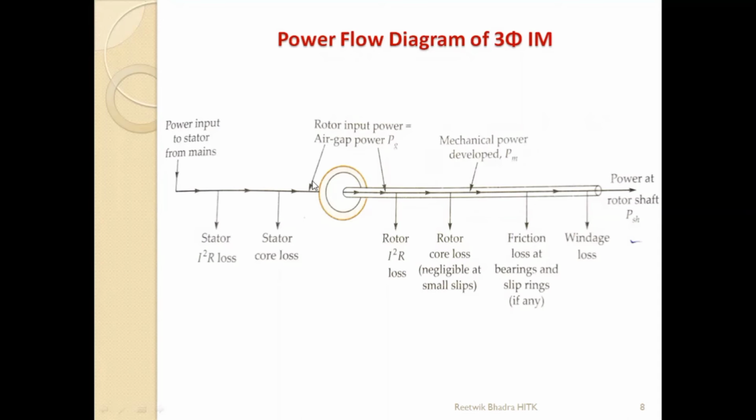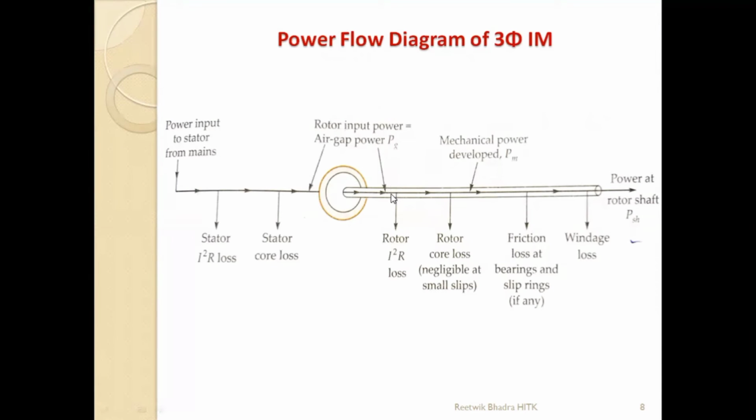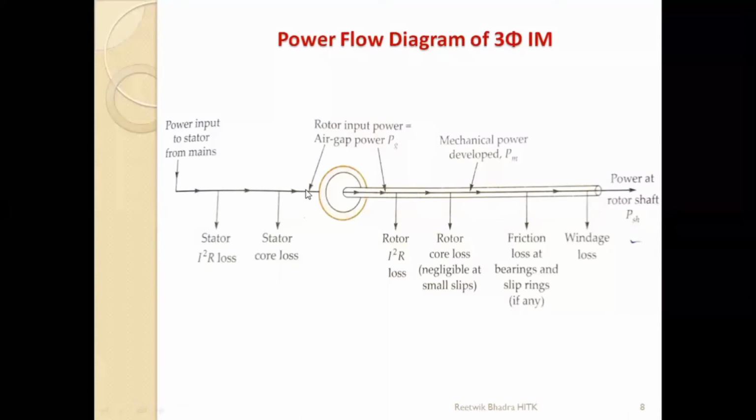What is the power developed over here? The rotor input power, or the stator output power. If I call this the stator output, this power is only transferred to the rotor input. So I can call this power the stator output or rotor input. This power is transferred to the rotor through the air gap, so it is also called air gap power, or PG. Considering this as highly efficient, with no loss occurring in the air gap, all the power gets transmitted over here.